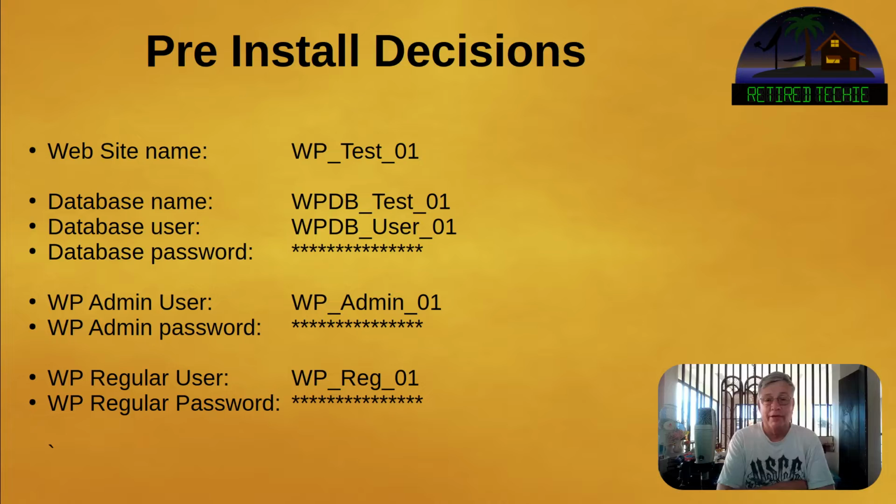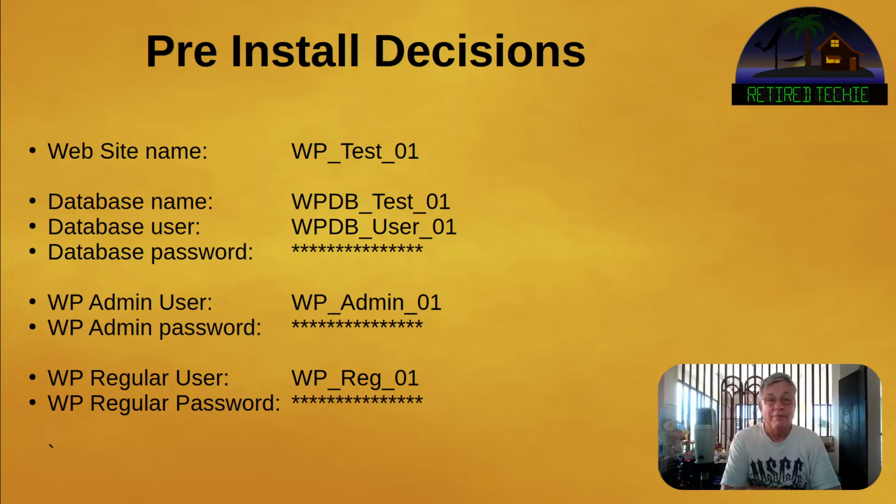But anyway, first thing we want to do is our pre-installation decisions. These are items that it's generally better to come up with before you start the installation. For example, we need a website name. I'm going to be using something very simple and unimaginative. Like I say, this is just a test site, and there'll probably be several of them. So WP Test 01 is what I'm calling my website.